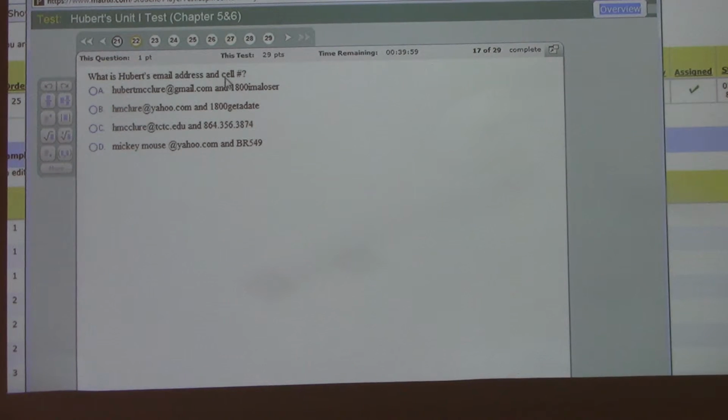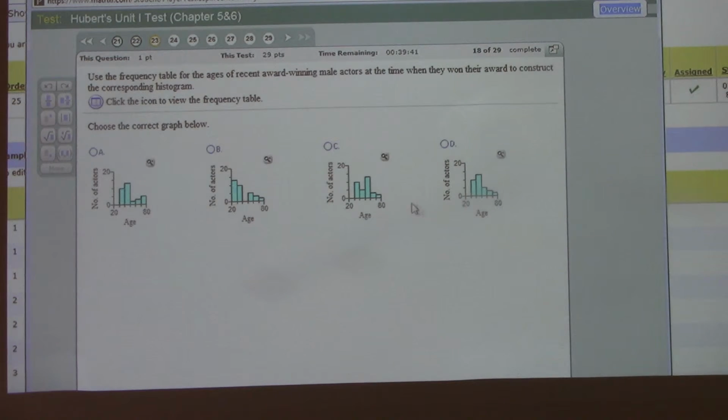What is Hubert's email address and cell number? The one that's got TCTC. The only one that's got a valid email address and phone number. 1-800-GET-A-DATE is not a valid phone number.